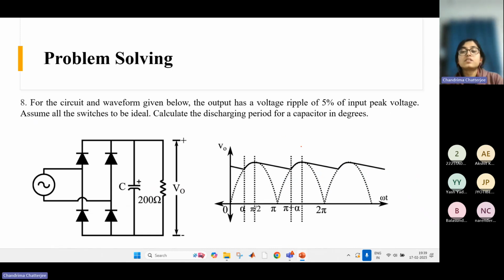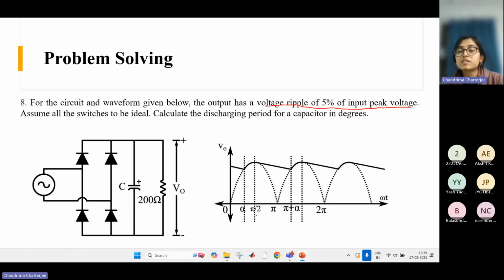Okay, so let's see. For the circuit and waveform given below, the output has a voltage ripple of 5% of input peak voltage. So they have told that my output voltage ripple is 5% of input peak voltage. What is voltage ripple? That we will see. Assume all the switches to be ideal, that means that all the diodes are ideal. Calculate the discharging period for a capacitor in degrees.